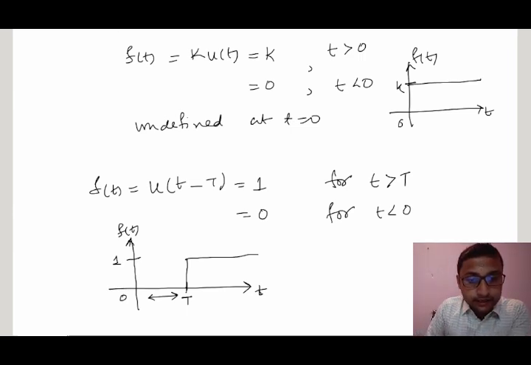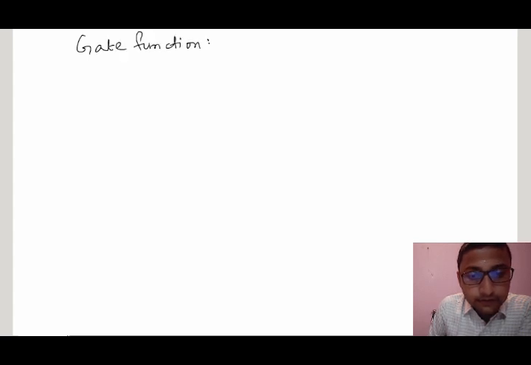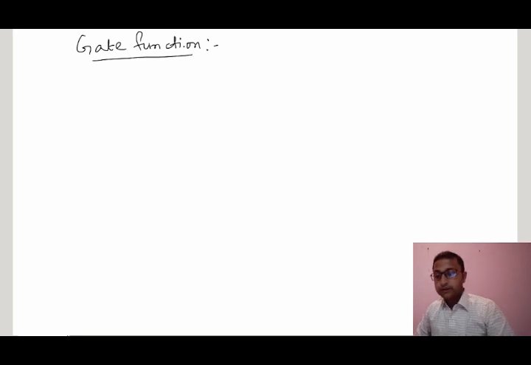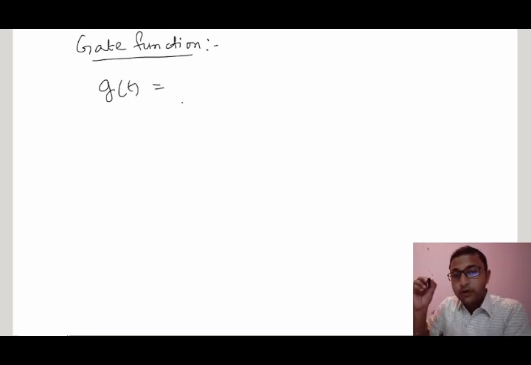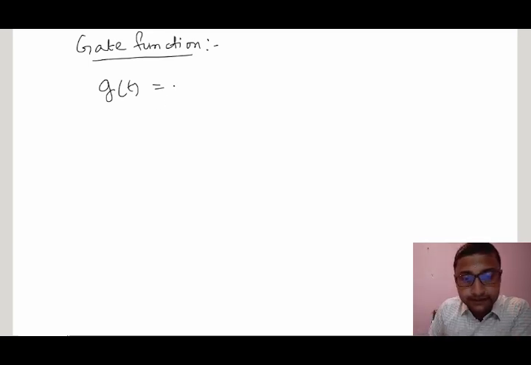Next, according to this phase shift, there is another function that is called the gate function. Suppose GT is the gate function or gate signal. It is with constant magnitude k. Suppose the signal has the constant magnitude k, and it is represented as k u(t minus a) minus k u(t minus b).